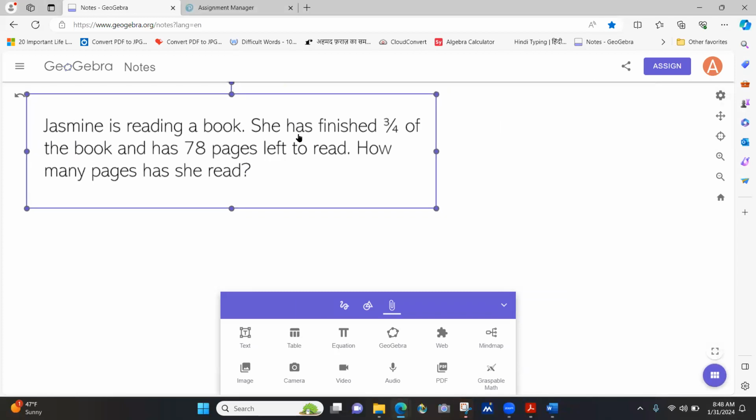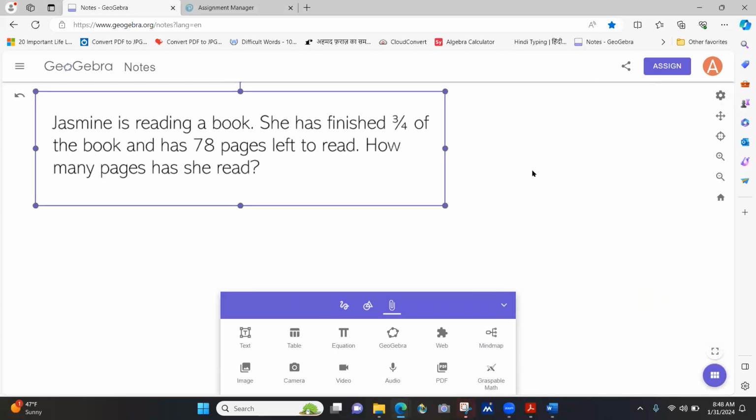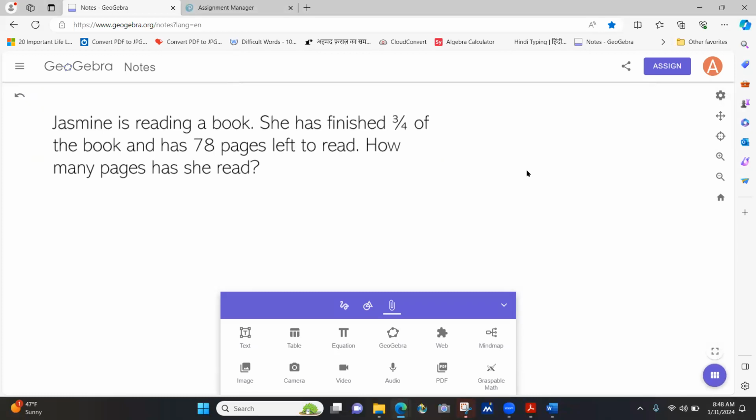Okay. Jasmine is reading a book. She finished 3/4 of the book and has 78 pages left to read. All right, so let's represent the book by using 4 equal parts. Whole book. Okay, don't forget that.